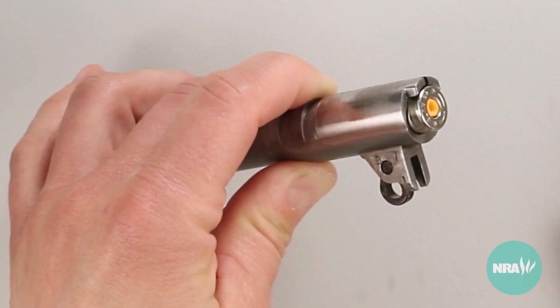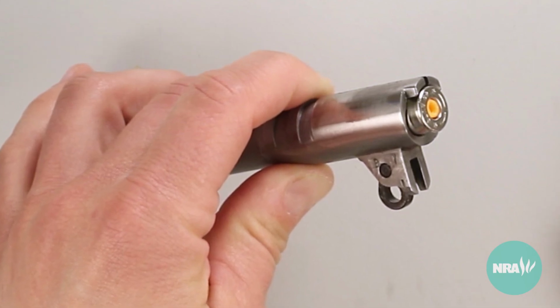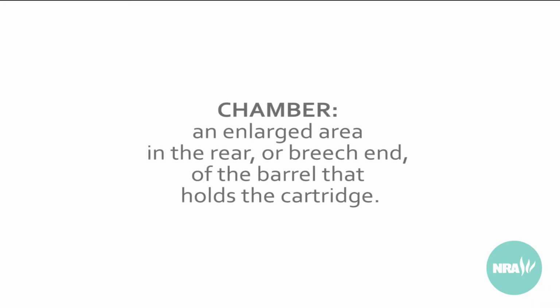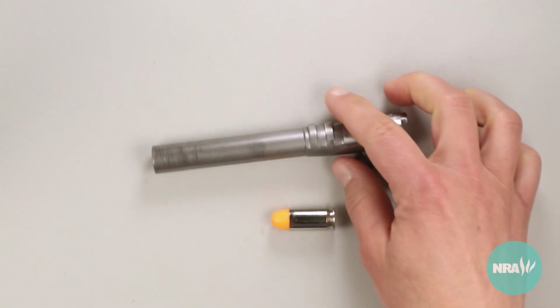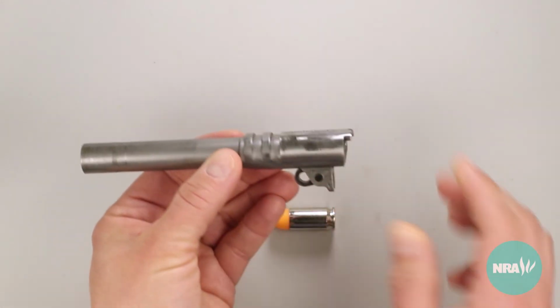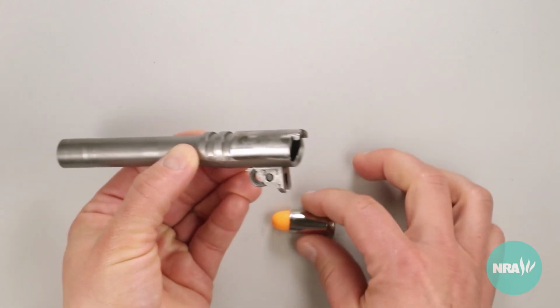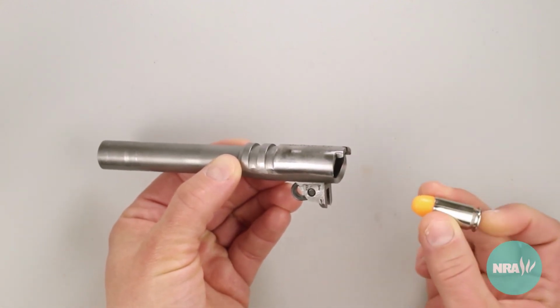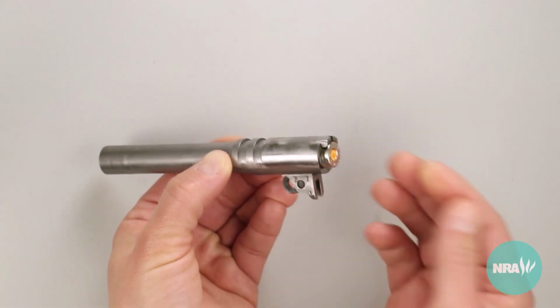The second internal part that we would like to discuss is the chamber of the barrel. The chamber is the part of the breech end of the barrel that holds the cartridge when it is fired. Using this 1911 handgun barrel that is removed from the pistol and an inert cartridge, you can see how a cartridge fits into the chamber of the barrel.